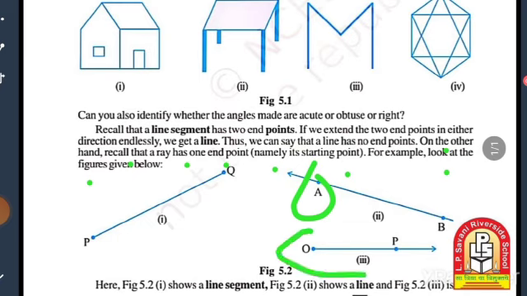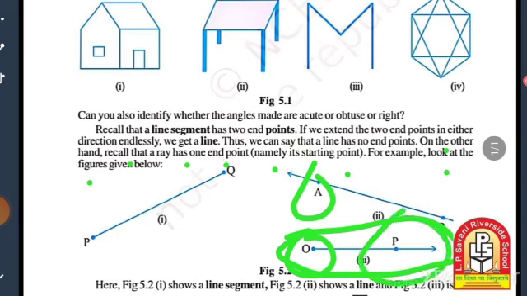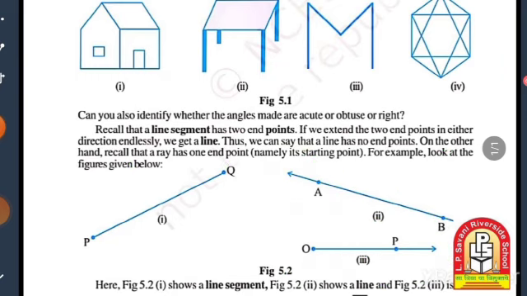This is the ray. A ray has one starting point, that is the origin, and it has no endpoint on the other side, and one end is fixed. So in this way there are three differences between the line segment, the line and the ray. These are the three different lines.